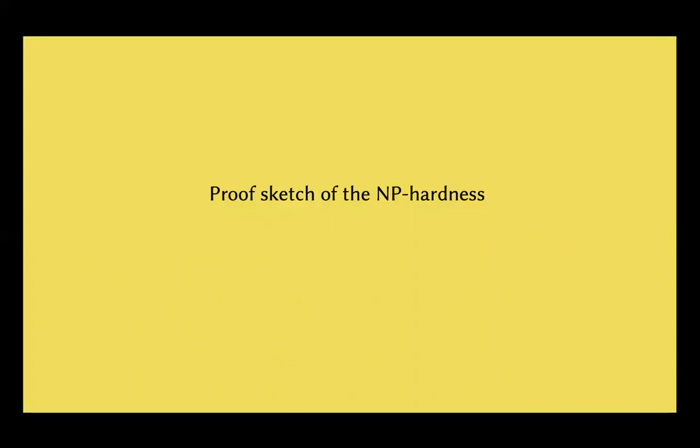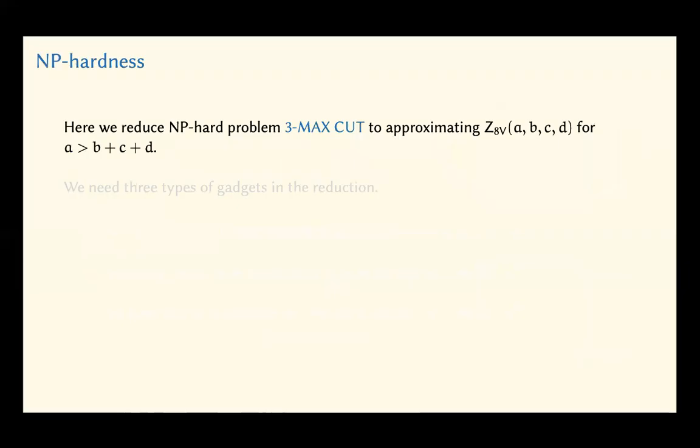So finally, let's look at the proof sketch of the NP-hardness. We want to reduce the NP-hard problem of computing the max cut on 3-regular graphs to approximately counting the partition function of the eight-vertex model for A larger than B plus C plus D, for an example. And the proof for all the other three cases is similar.